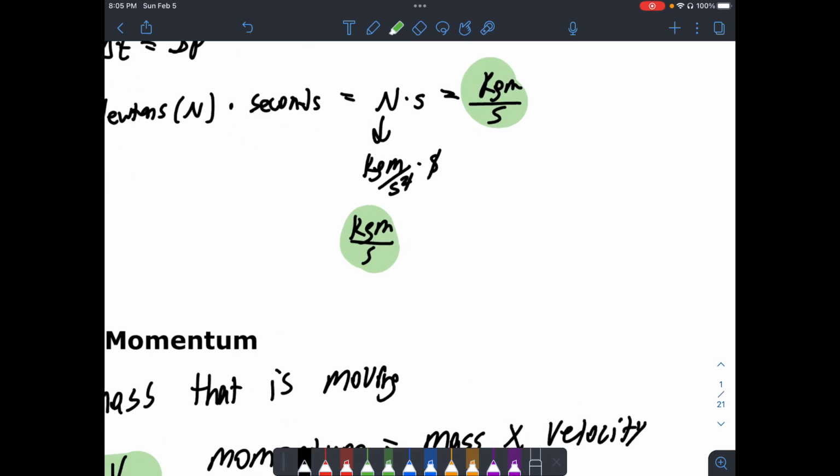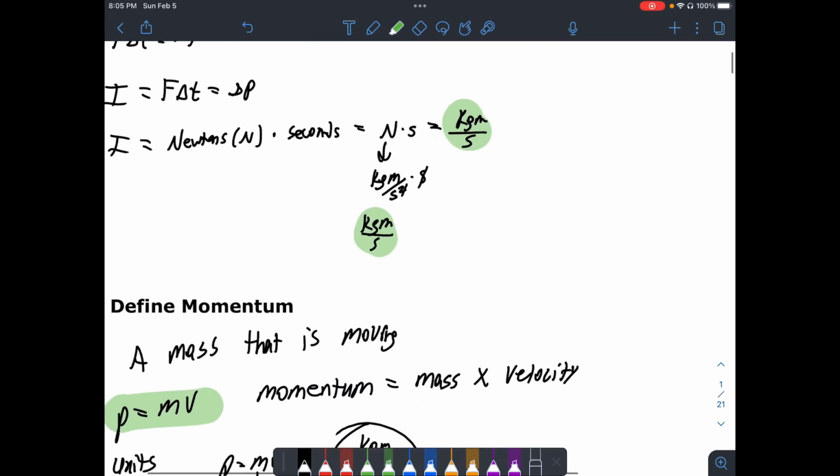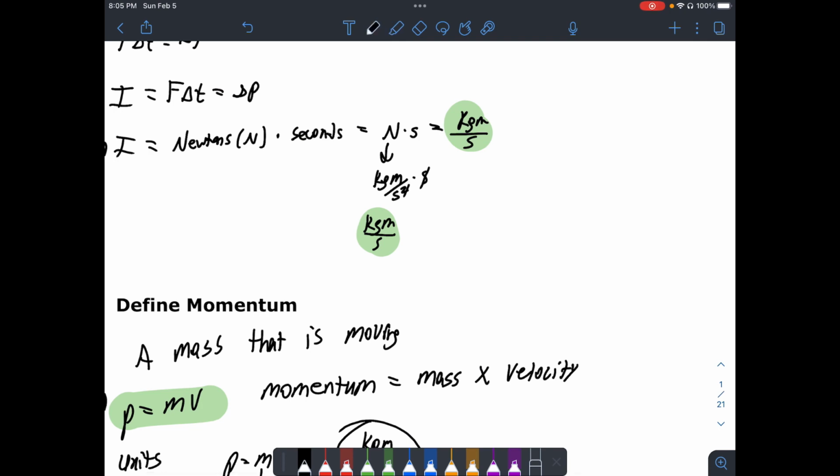I think most often we'll deal with kilograms meters per second instead of Newton seconds, but it's good to understand that relationship.